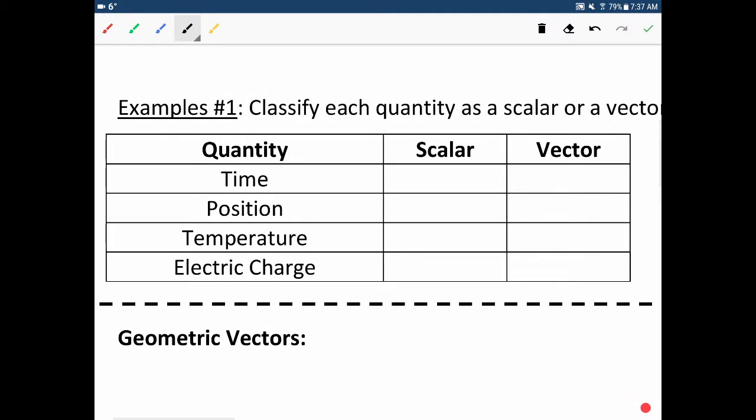If we look through some of these different things here, time, for instance, doesn't have a direction. It's just how much time has gone by. So that's going to be a scalar. Position is a funny one, but it's going to have a number, and it's also going to tell you where it is. So that's going to be a vector. Temperature doesn't have a direction. Electric charge, as far as I know, doesn't have a direction.